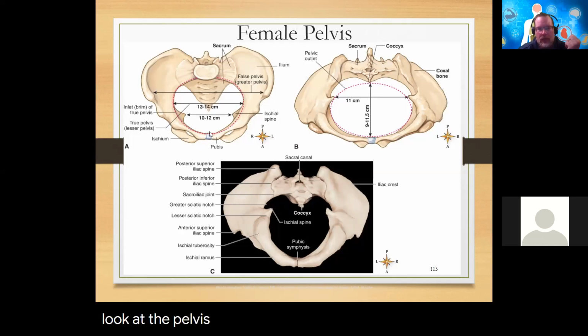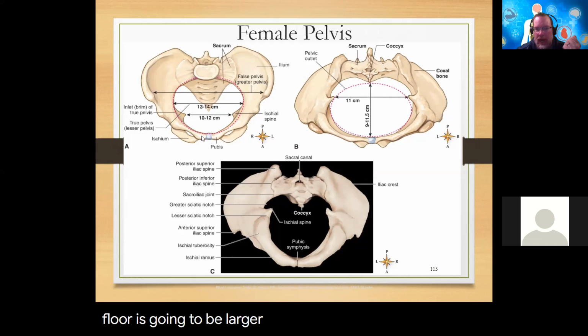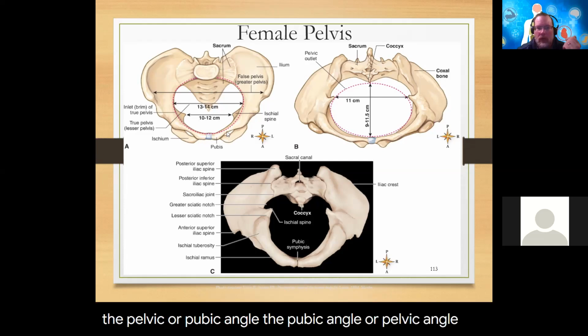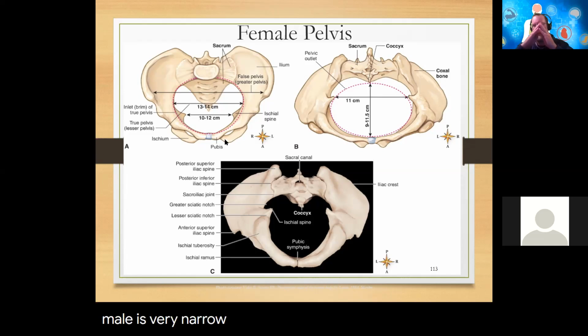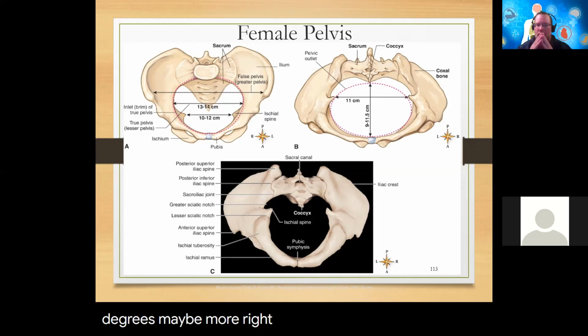So when we look at the pelvis, we can see the pubis bones are more anterior and they combine to form this little joint called a pubic symphysis. We also see, so female pelvis versus a male pelvis, what we call the pelvic inlet is going to be much greater. So a baby has to pass through there, so the cup or the floor is going to be larger. There's an angle right here called the pelvic or pubic angle. The pubic angle or pelvic angle in a male is very narrow. In a female, it's going to be 90 degrees, maybe more. Right? In the male, it's less than 90 degrees.